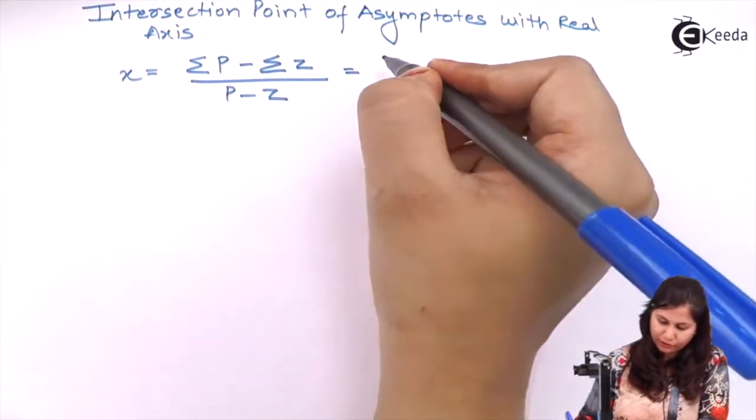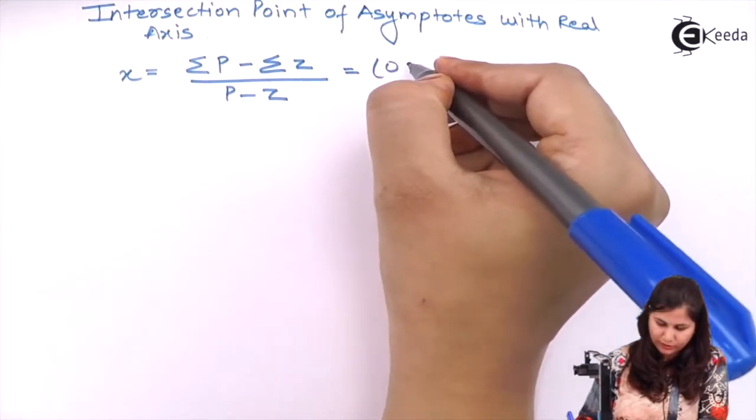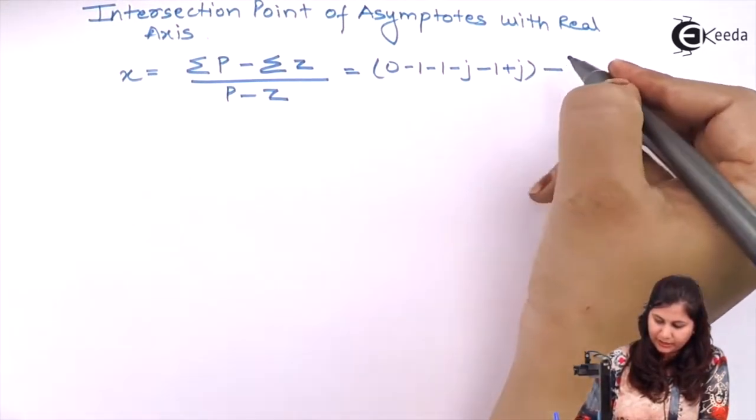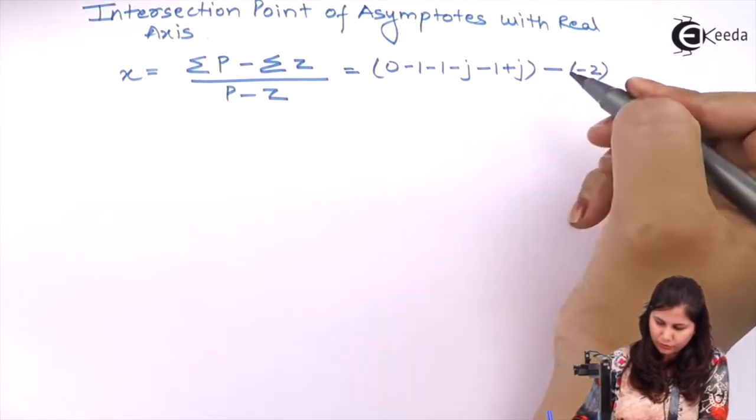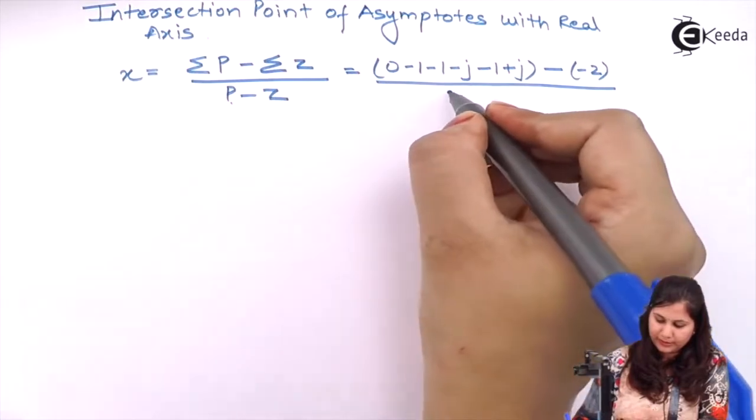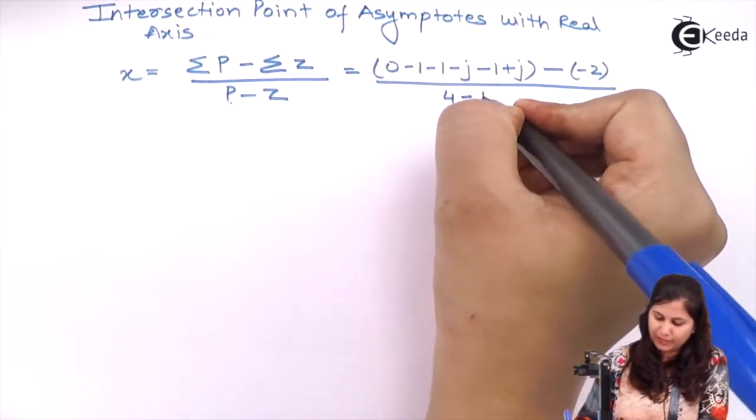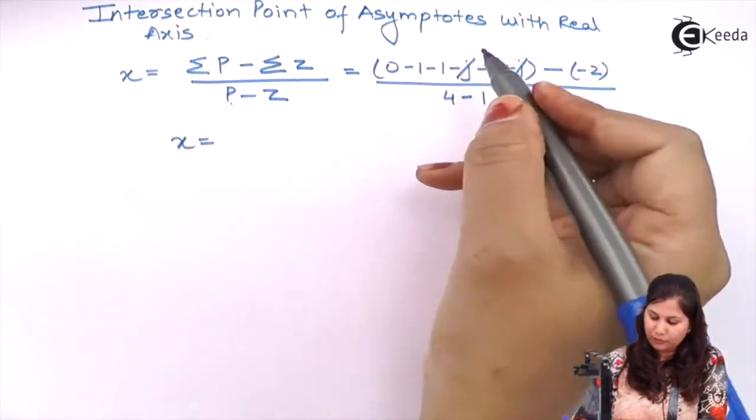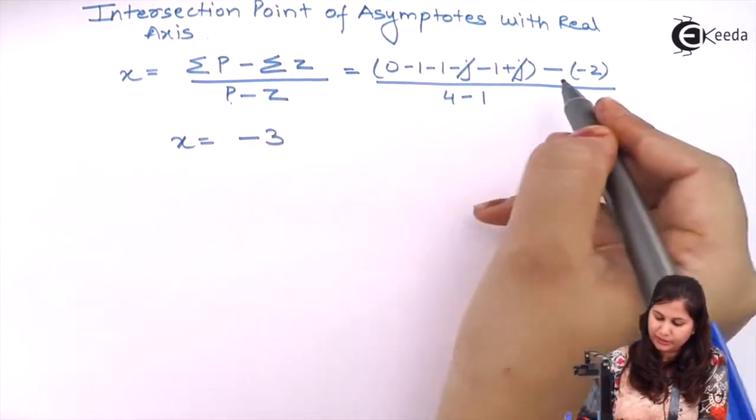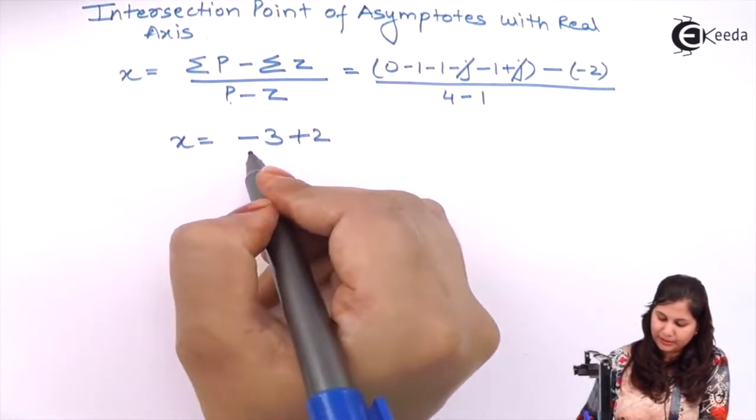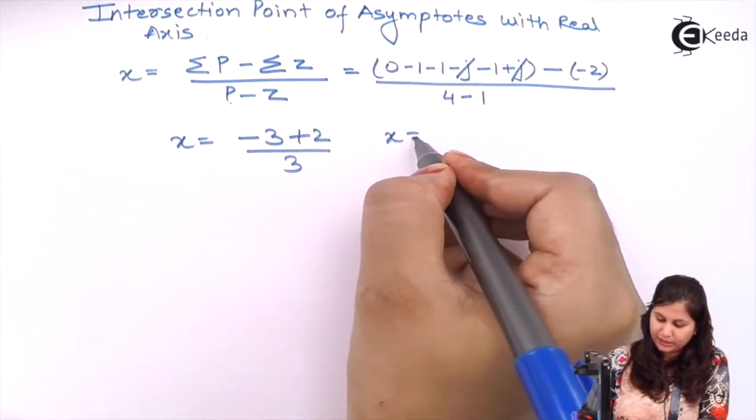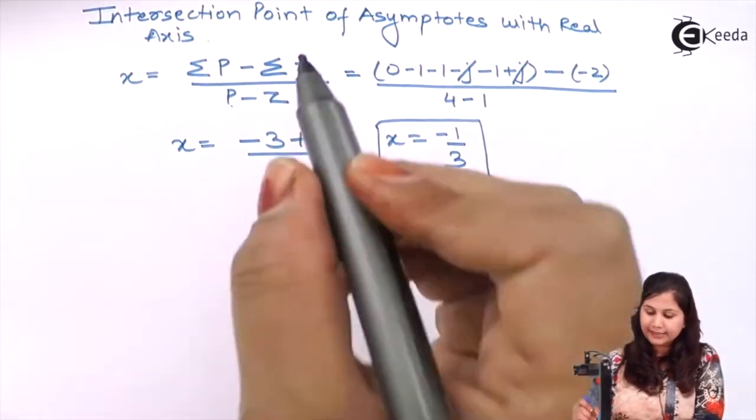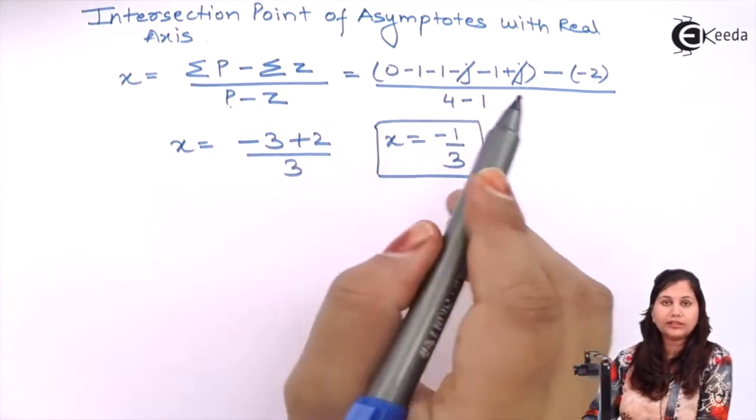So putting the values of the poles, we are having poles at s equals 0, minus 1, minus 1 minus j, and minus 1 plus j. Then we have the zero at s equals minus 2, so putting its value here. Number of poles is 4, and number of zeros we have 1. So x will be: minus j plus j will cancel out. So minus 1, minus 1, minus 1, that is minus 3, plus, minus minus, we are having plus 2, upon 4 minus 1, that is 3. So x is equal to minus 1 by 3. This is the intersection point of the asymptotes with the real axis.